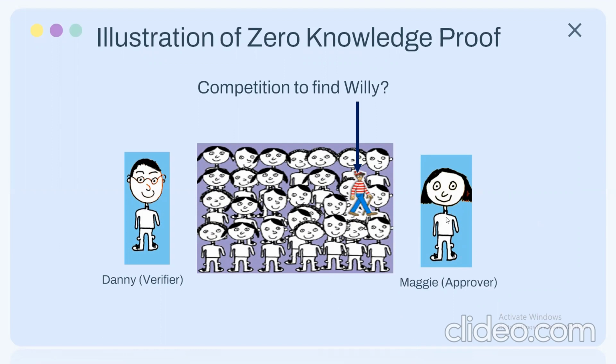In the real world, what Danny can do is go directly to Maggie and ask for the location of Willy. In this way, the location of the Willy character on the clipboard is revealed, which is against the properties of zero knowledge proof. So now how Maggie can prove her claims without revealing the details is by using the zero knowledge proof concept.